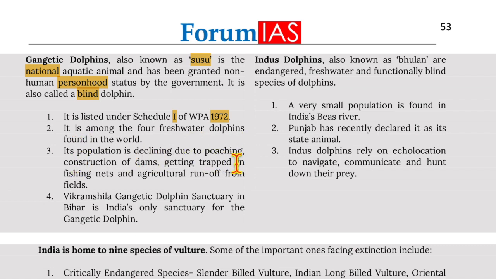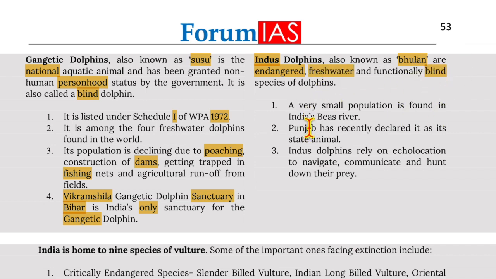Its population is declining due to poaching, construction of dams, getting trapped in fishing nets, and agricultural runoff from fields. Now, Vikramshila Gangetic Dolphin Sanctuary in Bihar is India's only sanctuary for Gangetic dolphins. Moving on to Indus dolphins, they are also known as Bhulan, an endangered freshwater and functionally blind species of dolphin.